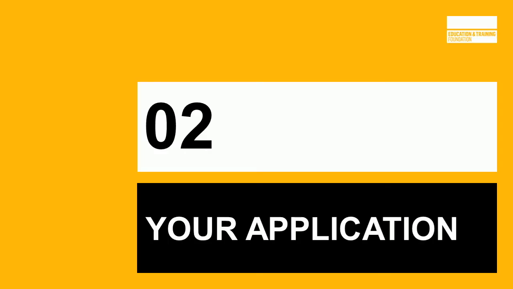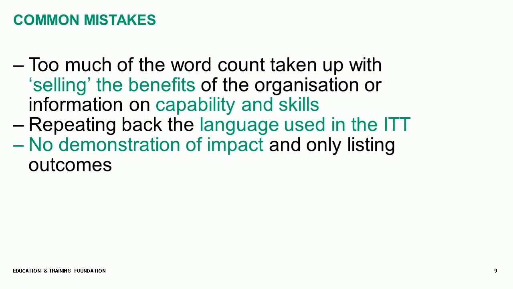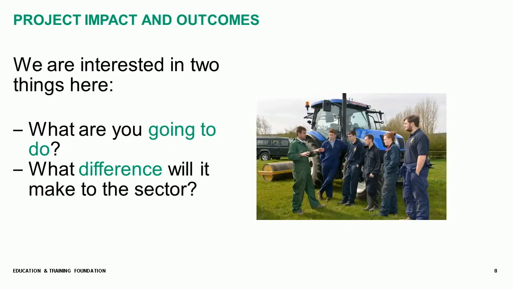Okay, so we're going to move on now to the next slide, which is about your project impact and outcomes. We are interested in two things here. What are you going to do, and what difference will it make to the sector? We get a lot of confusion about outputs, outcomes, and impact. An output is the result that you achieve immediately after implementing your activity. So, for example, producing a resource for teachers would be an output.